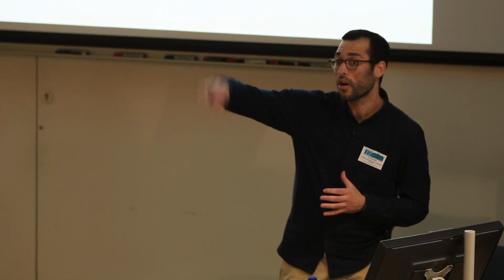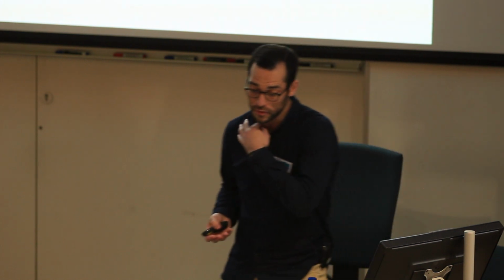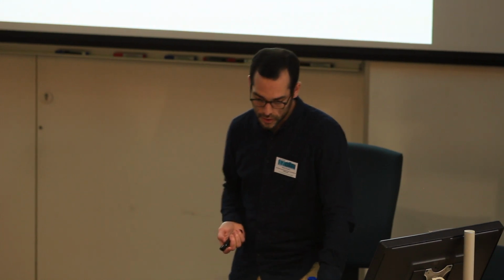Or they might assume that the material is diffuse and that some part of the diffuse reflection is going to go right back to the receiver. So this algorithm is known as diffuse rain, or you might see it as ray radiosity. And it's an efficient way to use rays to build up the late reverb. Whether it's valid or correct is going to depend on how diffuse the room is and how diffuse the materials are. But if you do that, every single ray will contribute to your impulse response.